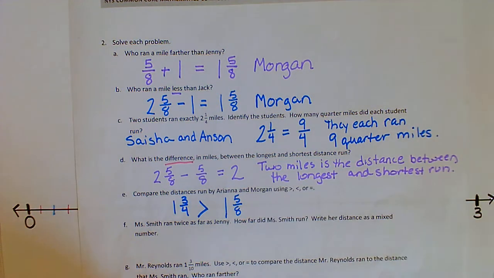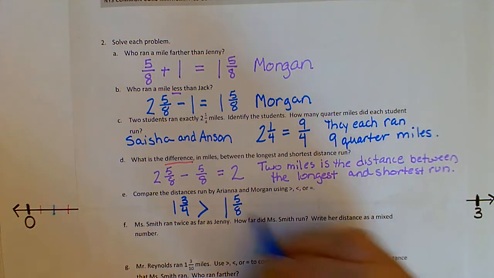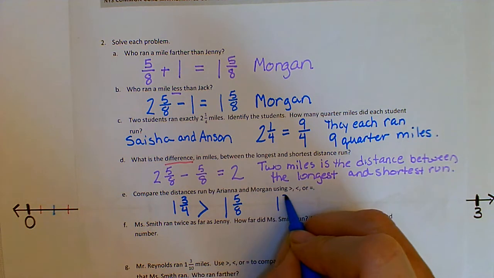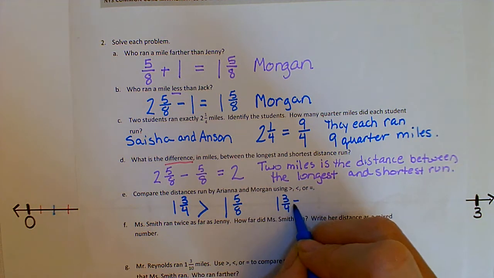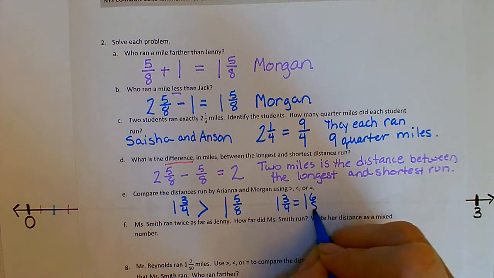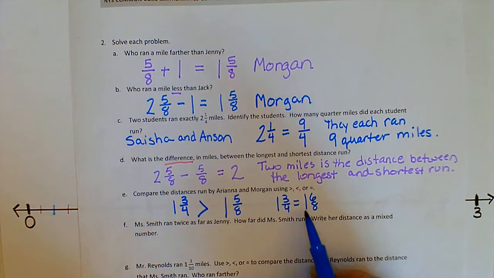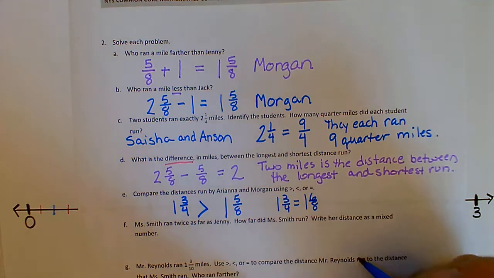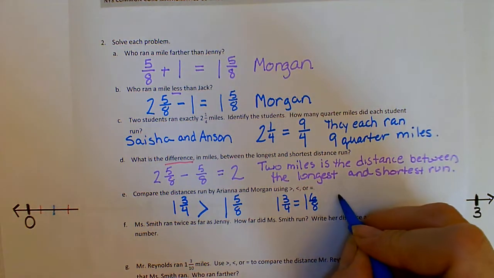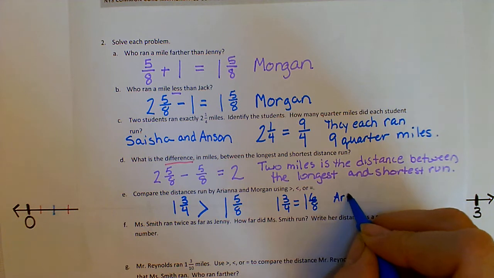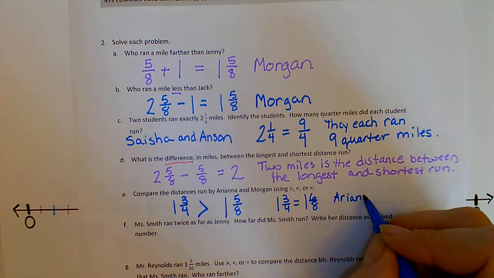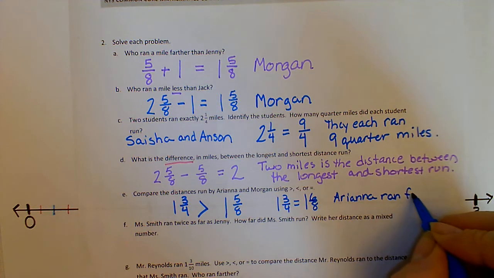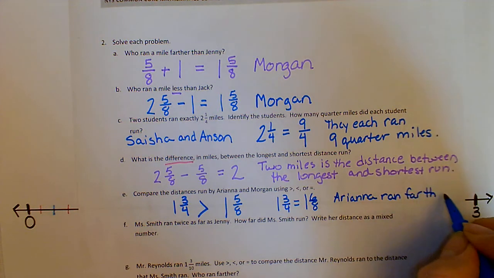And you can jot that on here. You can say that 1 3/4 is equal to 1 6/8, and that shows how you did this. And so now we know that 6/8 again was greater than 5/8. So let's write here, Ariana ran farther. Don't know if she ran faster. She may have walked the whole thing. Or she may have ran really fast.